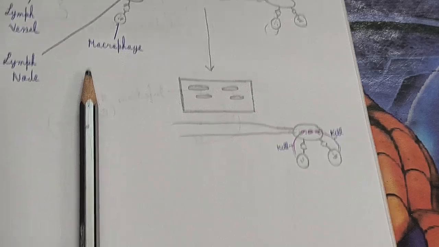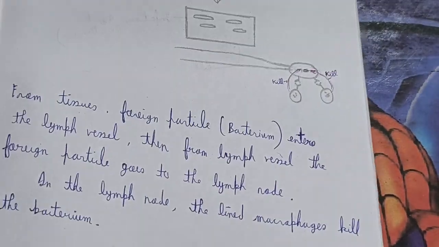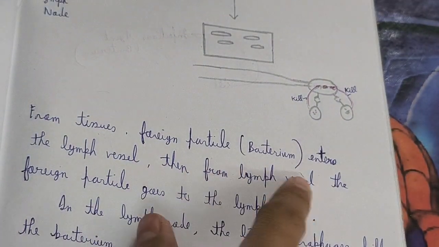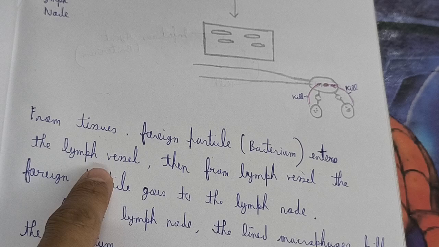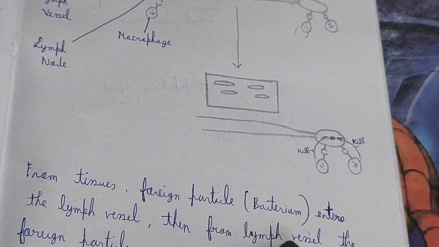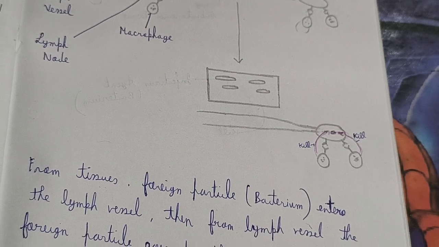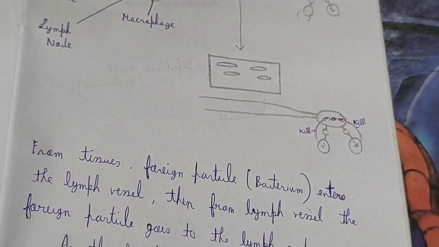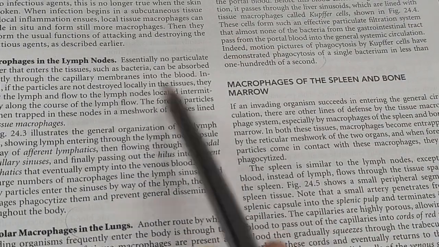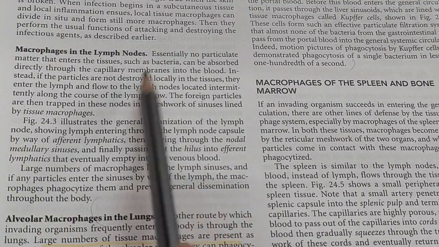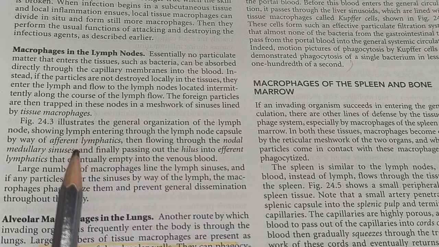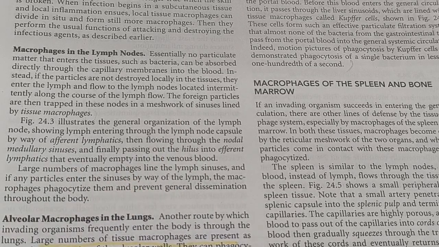Now I am going to write this also. So friends, the diagram portion I have explained and written. From the tissues, foreign particles, here bacteria, enter the lymph vessel, then from the lymph vessel they go into the lymph node, and in the lymph node the lining macrophages kill the bacteria and the foreign particles. The same thing is also mentioned in your book. You have macrophages in the lymph node, and it also explains afferent lymphatics and the hilus, which we also study in anatomy, but this is the main point.